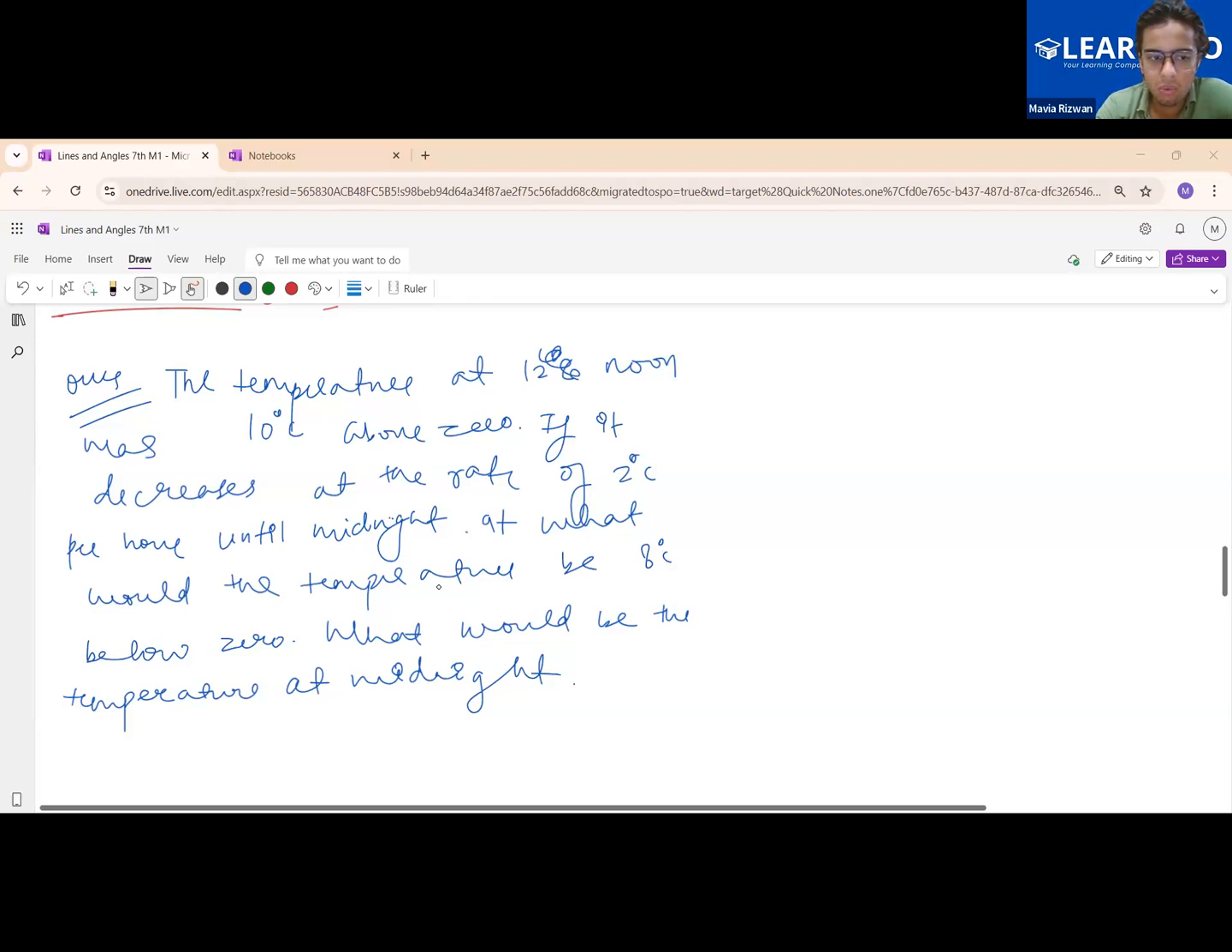I would read out the question. The temperature at 12 noon was 10 degrees Celsius above zero. If it decreases at the rate of 2 degrees Celsius per hour until midnight, at what time would the temperature be 8 degrees Celsius below zero? What would be the temperature at midnight? Okay. Now is this clear?